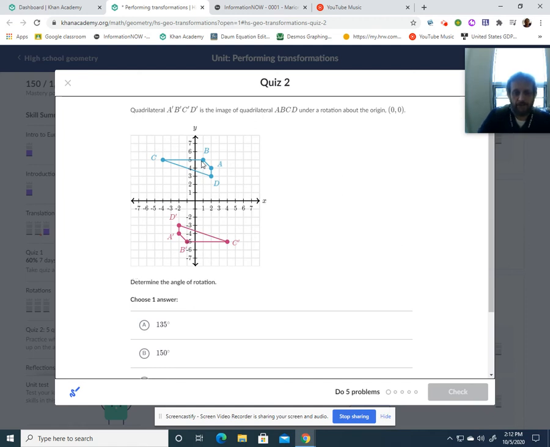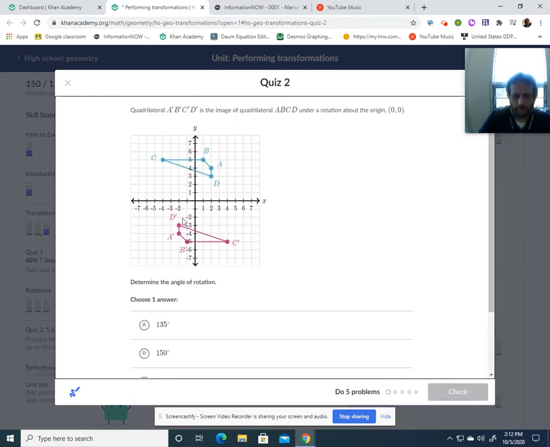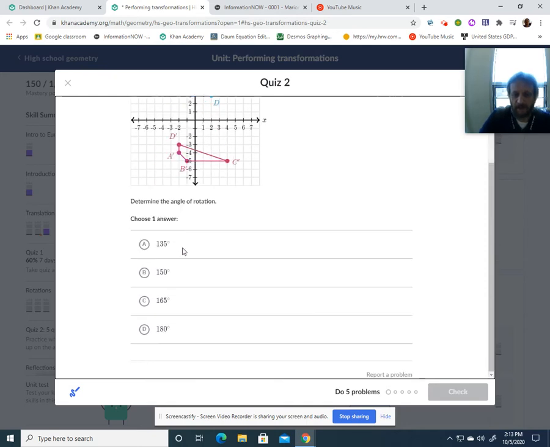All right, it says we turned this quadrilateral into this one. What is the angle of rotation? Well, if you look at point C, let's just pick point C. C is -4, +5. This one is +4, -5. That's exactly what we're talking about, switching order and then coming back. This is clearly 180 degrees. It's half a rotation.